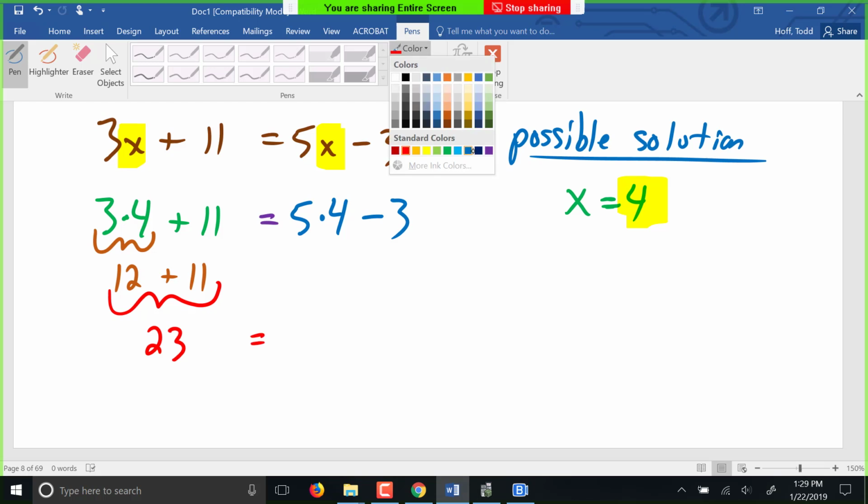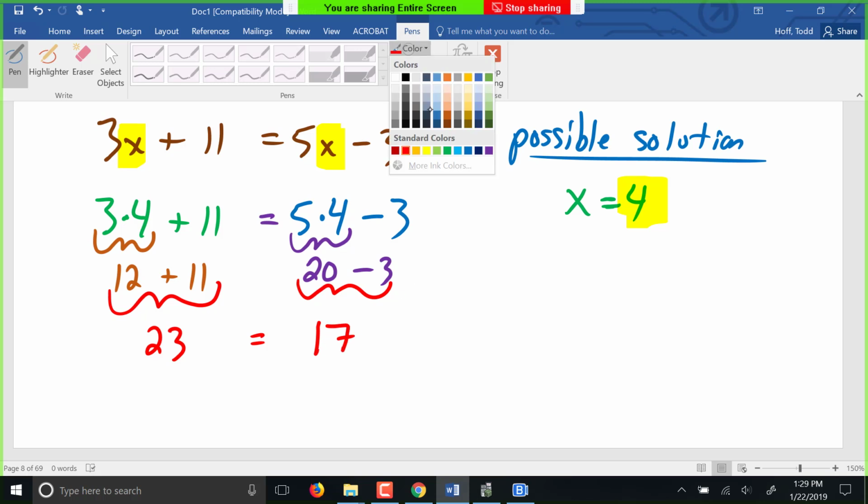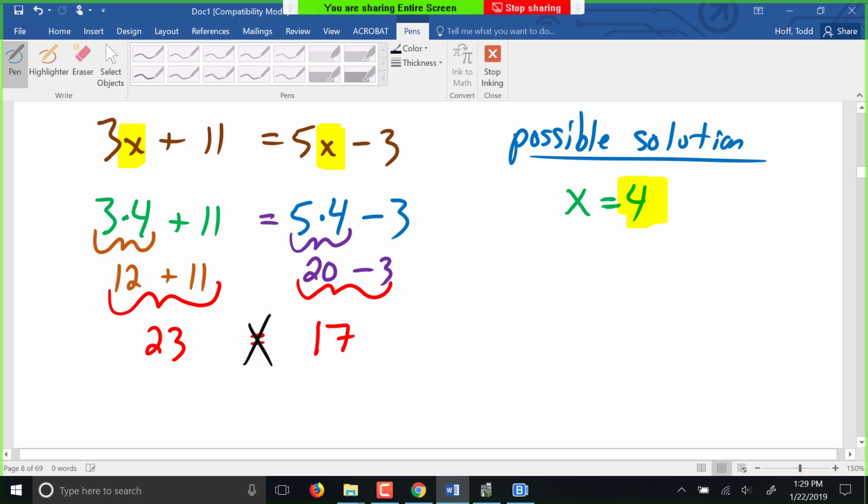On the right side, what do we have to do first? 5 times 4 is 20, so we replace the 5 times 4 with 20, and then subtract the 3 to get 17. That is obviously not true. For that to work, we have to have the exact same value on both sides. So that's telling us x equals 4 is not a solution.